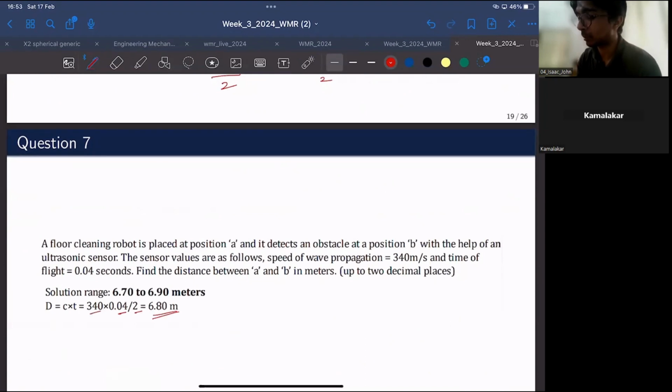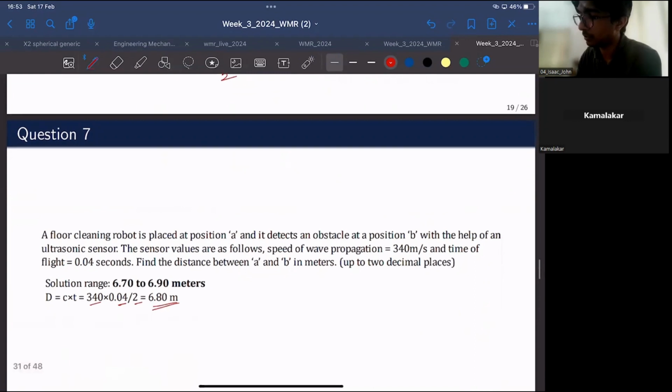I think this is a fairly straightforward problem. There would be ambiguities in rounding off these errors. So yeah, as per the answer key, any answer between 6.8 and 6.9 is acceptable.